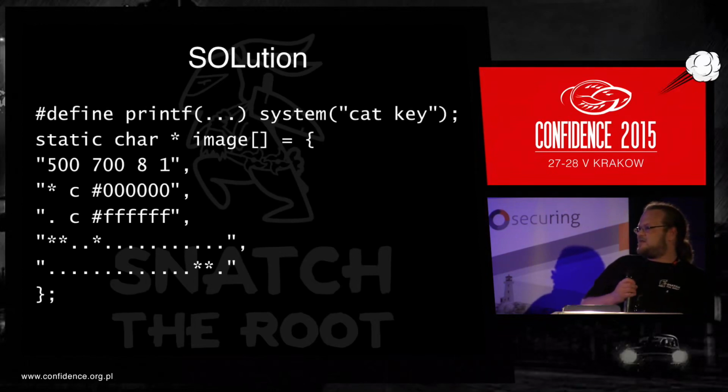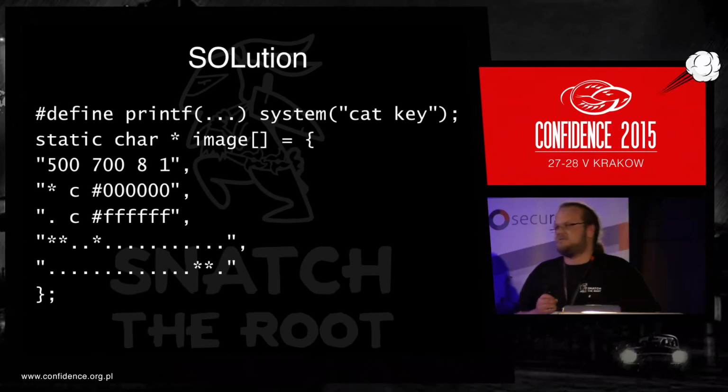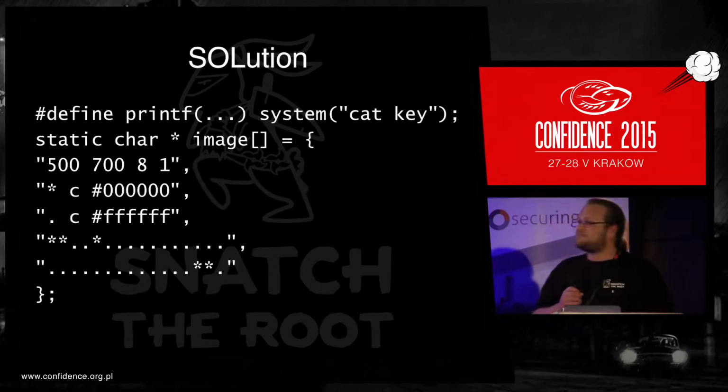The solution looked like this. That's something to make him happy, and that's something that will override the print. And then somewhere below there was the code that was using this thing and trying to print it, and then instead of printing, he was returning the key.